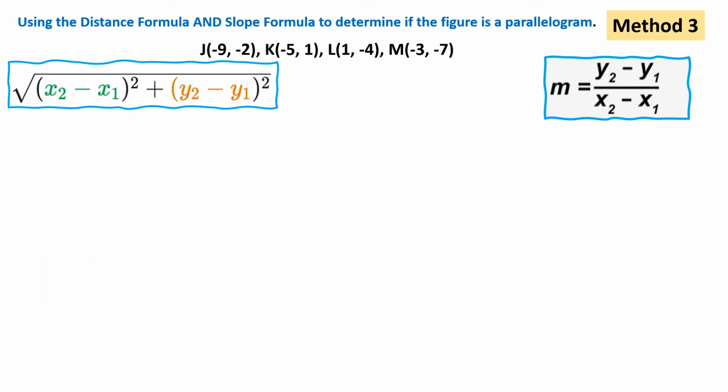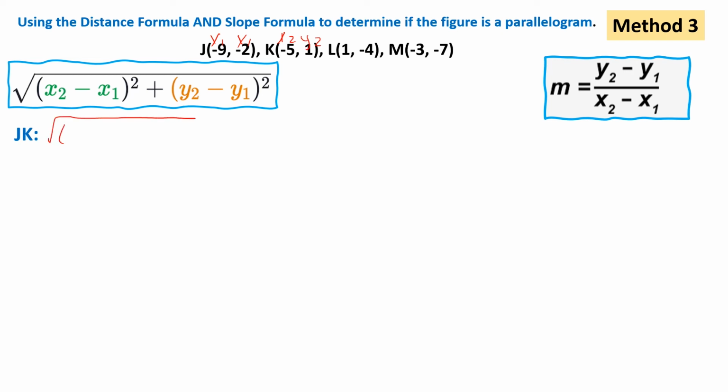For our last method here, we can use the slope and the distance formula to determine if these ordered pairs will make a parallelogram. And we only need to prove that one pair of sides is both congruent and parallel. So I'm going to use sides JK and LM. So let's start by finding the length of JK using the distance formula. I have it right here. Let's label it x1, y1, x2, y2. Plugging it into the distance formula.